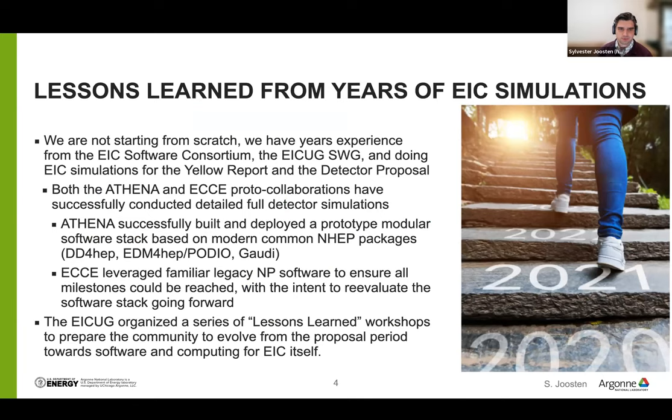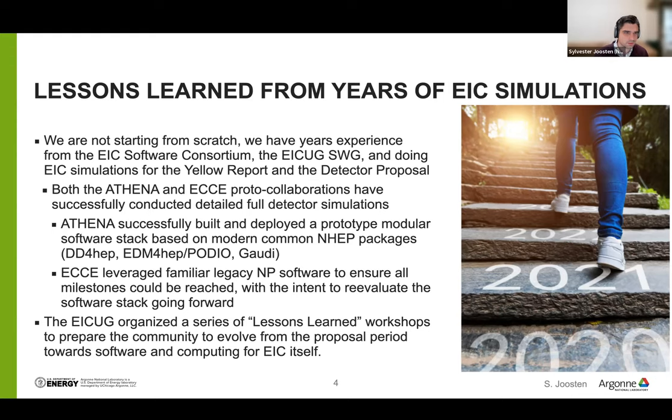So how did we get where we are right now? It makes sense to go back a few years, and that is exactly what we did a little less than a year ago when we went through a process which we called the lessons learned process, which is really the lessons we learned from years of EIC simulations. The reason for this is that we had the formation of the project collaboration, which is now called the EPIC collaboration. And we wanted to make sure we can really hit the ground running when it comes to software and computing, because the timeline for deliverables for the Electron-Ion Collider is extremely ambitious.